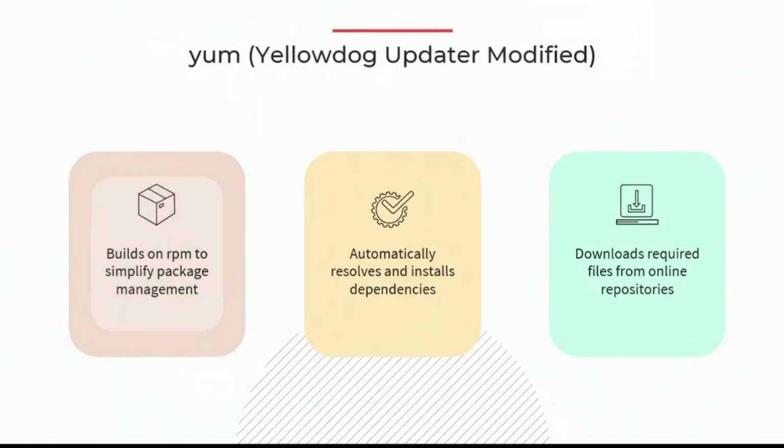Now, why do we use yum? To simplify package management, Red Hat introduced a higher-level tool called yum, short for Yellow Dog Update Modified. It works on top of RPM and does everything RPM can do, but with one significant advantage: it handles dependencies for you. Let's say you want to install a tool like wget. With yum, you don't need to worry about what else it needs. Yum checks the required dependencies, downloads them from online repositories, and installs everything automatically.